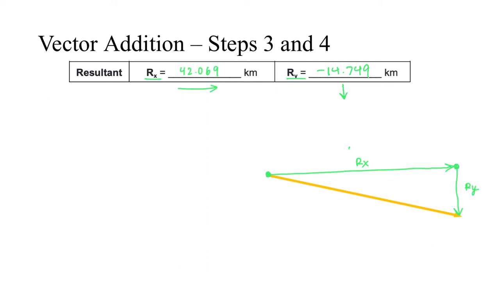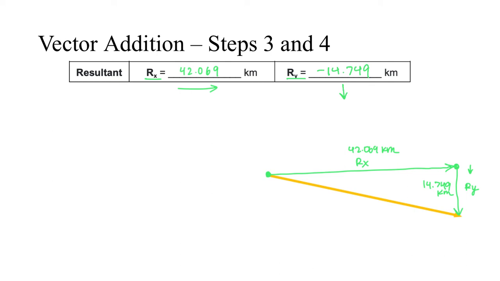So this is 42.069 kilometers. And then I know r sub y is, I'm not going to write the negative here because I already accounted for the negative by showing it pointing down. So that's going to be negative, oh, I just said I wasn't going to do that, 14.749 kilometers. There you go. Check yourself when you're doing this.